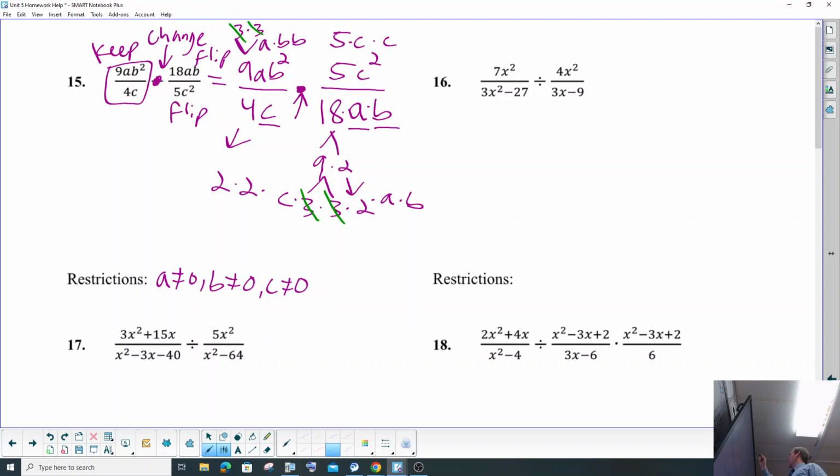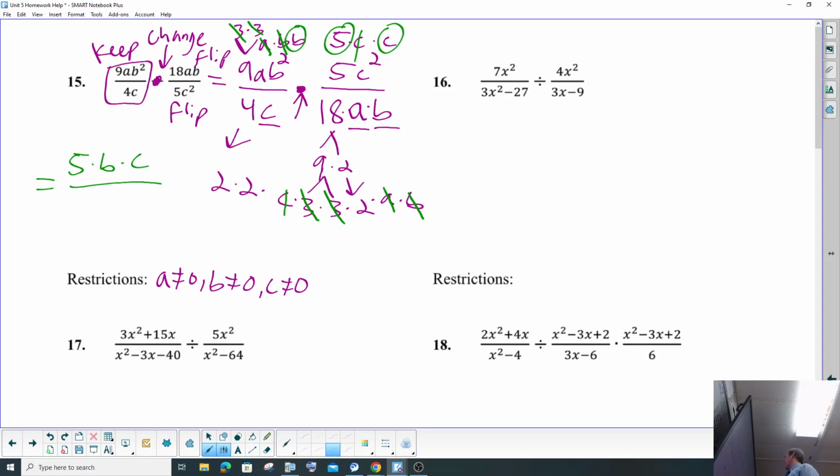Good. We have an A that we can cancel with this A. We have a B that can cancel with this B. We have a C that can cancel with this C. Wow, look at that. Lots of stuff canceled, you guys. Well, let's see. What do we have left? On the top, we have a B and a 5 and a C. So we have a 5 times B times C.